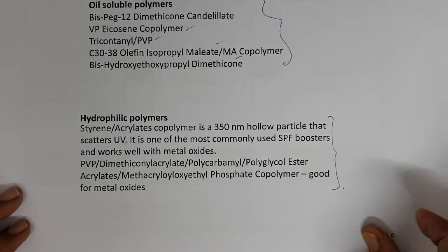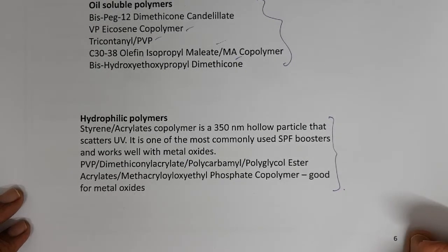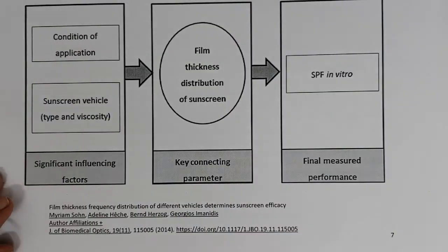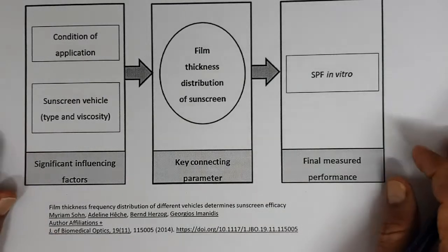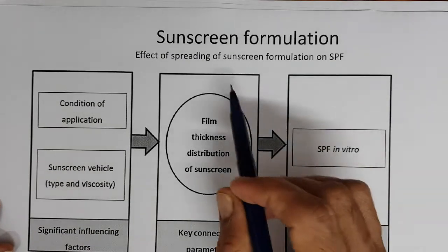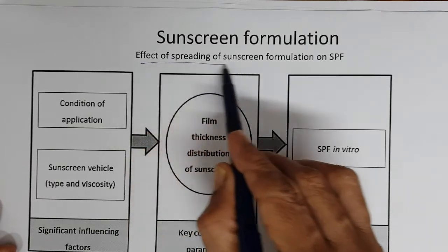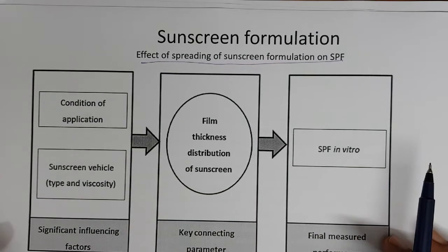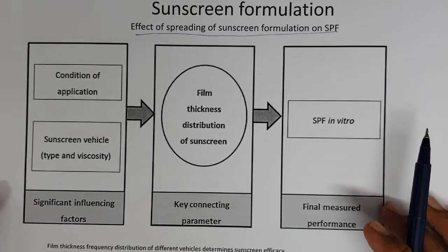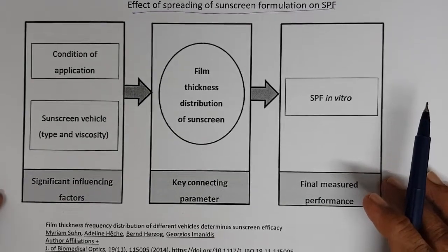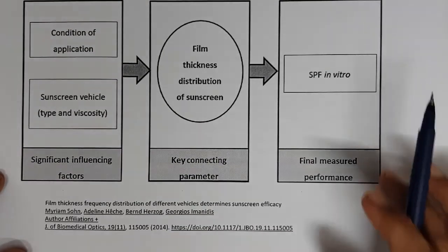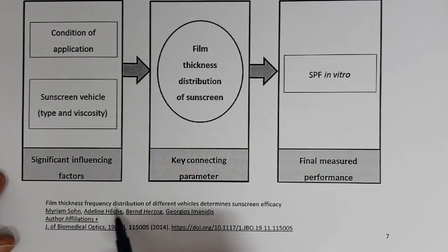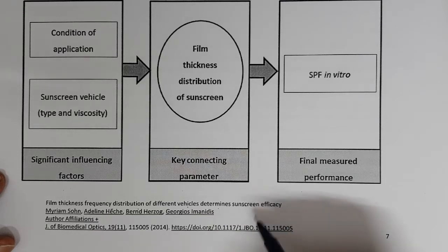Polymers in the formula can boost the SPF, right? So, the effect of spreading of the sunscreen formulation on SPF: how it spreads on the skin. The thickness of the sunscreen layer affects the efficacy. Here, this is a very good paper: film thickness frequency distribution of different vehicles determines sunscreen efficacy.